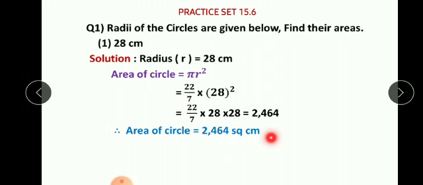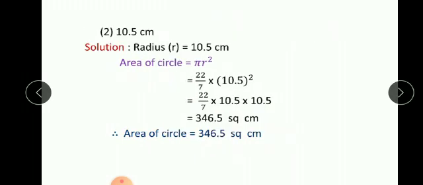In this way let us find the area for the other radius of the circle. So first question, first part is over. First question, second part, that is 10.5 centimeter is given. So this is given as radius. Radius r is given as 10.5 centimeter. What will be the area of circle? Area of circle is pi r square. That is 22 upon 7 into r square, which is 10.5 whole square. Now 10.5 into 10.5, which is multiplied with 22 upon 7. After multiplication what do we get? 346.5 square centimeter. Therefore area of circle is 346.5 square centimeter.